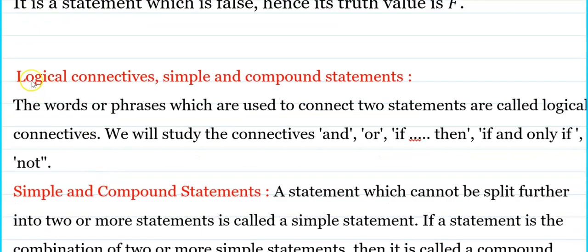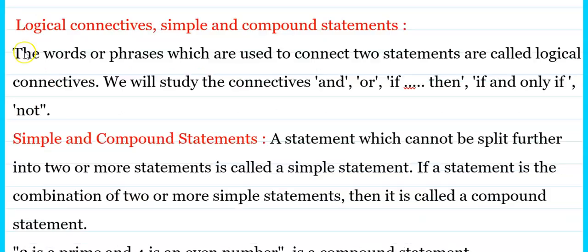Next, we'll see the logical connectives, simple and compound statements. The words or phrases which are used to connect two statements are called logical connectives. We will study the connectives and, or, if then, if and only if, not. We are going to look at these connectives.